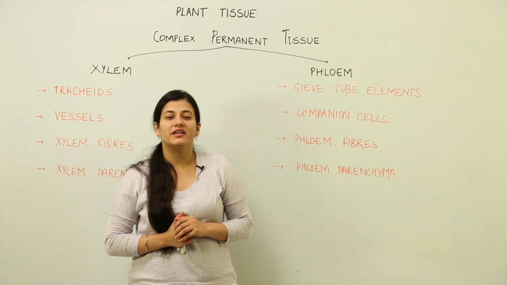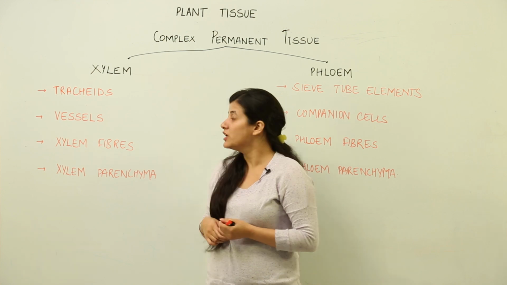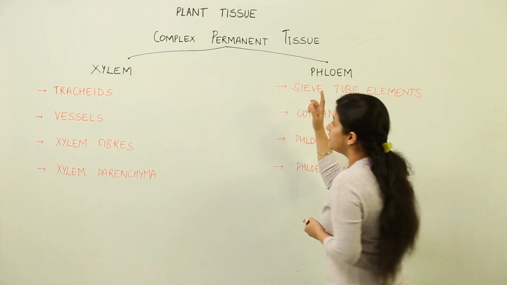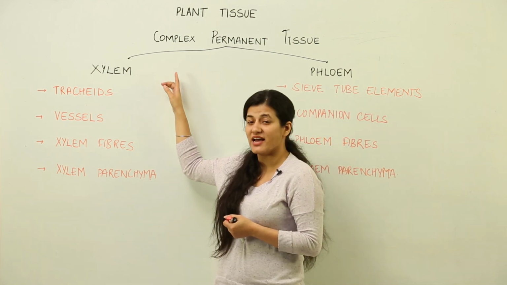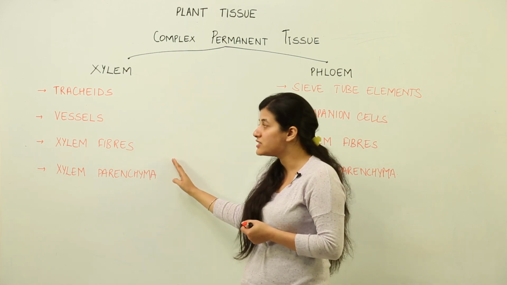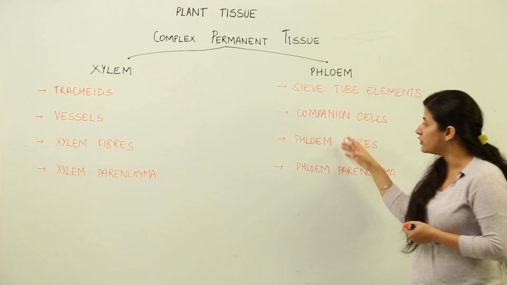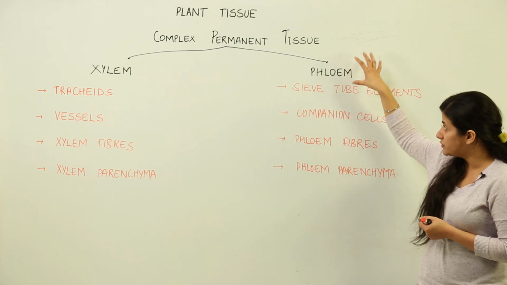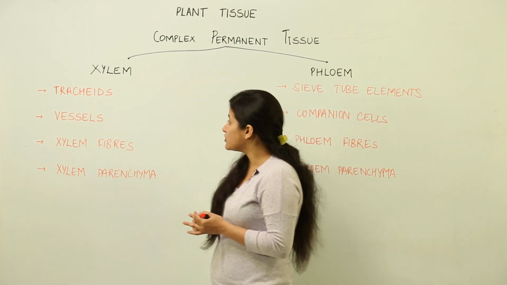Hello students. Now let us take into account the complex permanent tissue, which is further of two types, xylem and phloem. We need to revise that the permanent tissue, which is complex, has different types of cells. So here are the four different types of cells which form the xylem, and so is the case of phloem. We have four different types of cells which would be forming the tissue in whole.